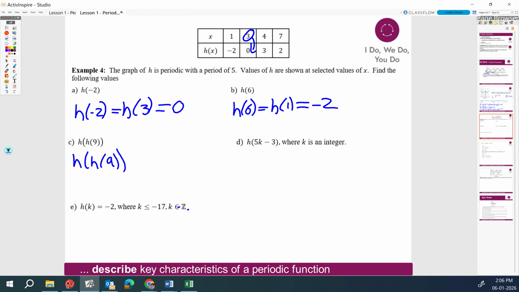So we need to find h of 9. Let's take off 5 from 9. That's going to give us 4. So that would mean that this is equivalent to h of 4. 4 we can find in the table, and the answer is 3. So this is going to be h of 3. h of 3 we can find in the table. That means the answer is 0.